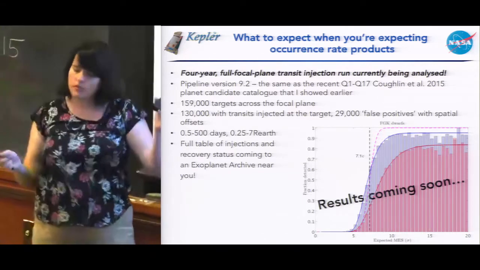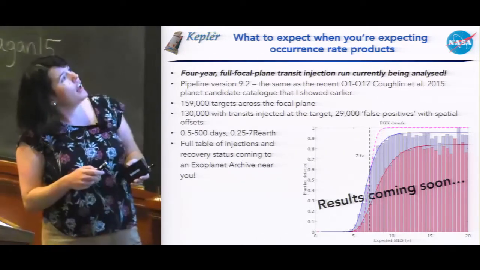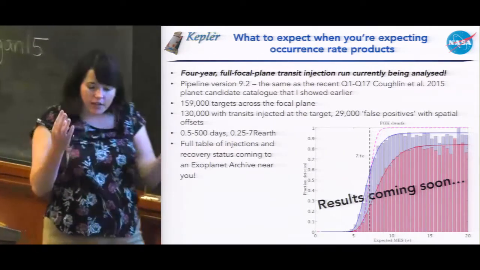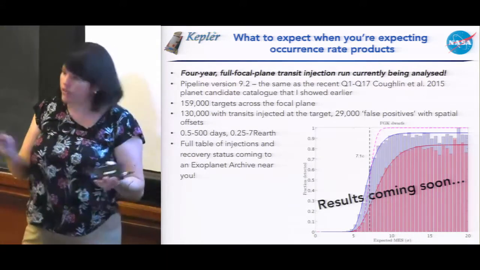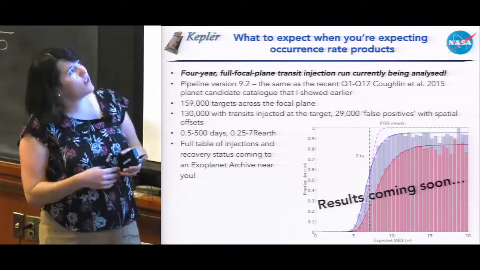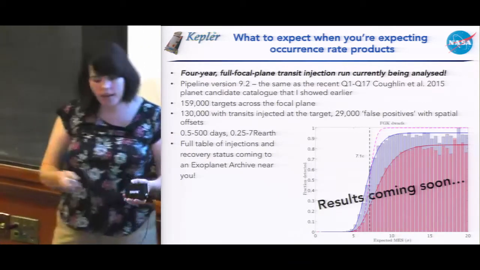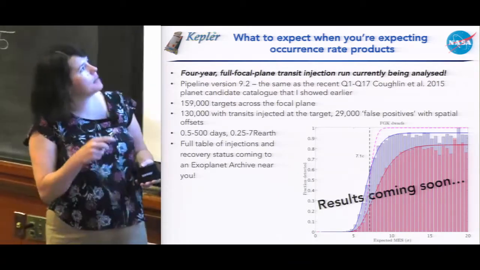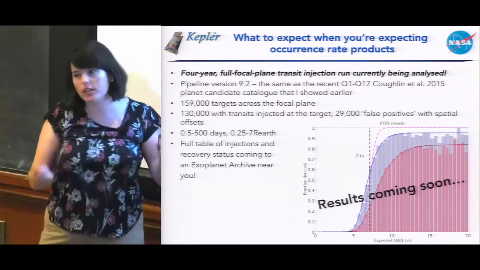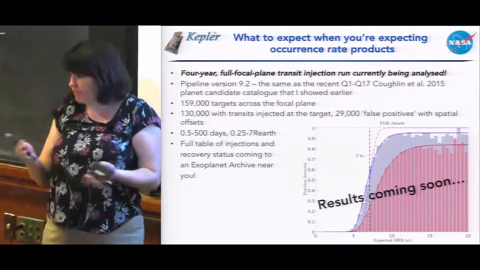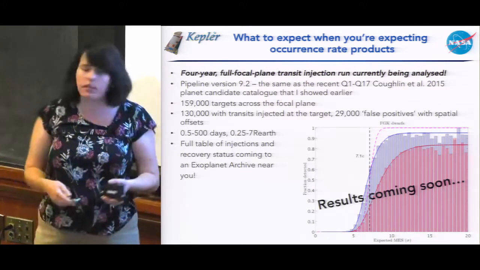So coming soon to an archive near you is my latest, greatest, my 3rd transit injection experiment, which is now, finally, a full 4 years, all of the observations. It's all of the CCDs, so it's all of the targets. I'm extending the parameter space, so it's going to be out to 500 days. So remember, previously I only went out to 200 because I needed 1 year. So now I can talk about the completeness of things in the habitable zone, the things that we really care about.